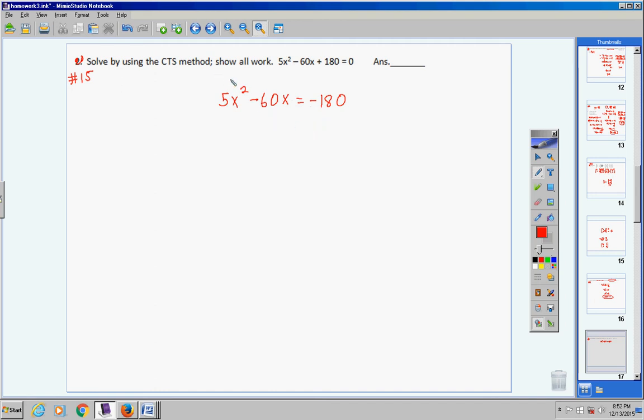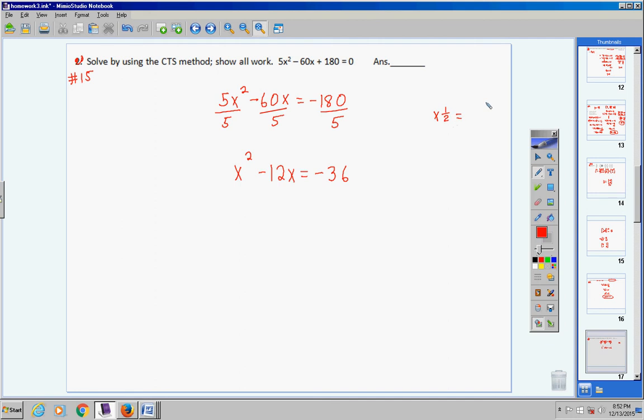Step 2, divide the entire equation by your x squared coefficient, or we call that your a. Divide everything by your a, okay? Divide by 5, divide by 5, divide by 5, and we're left with x squared, negative 12x, negative 36. Okay? Step 3, take your b, or your x term coefficient, whatever you want to call it, and you multiply it by 1/2.